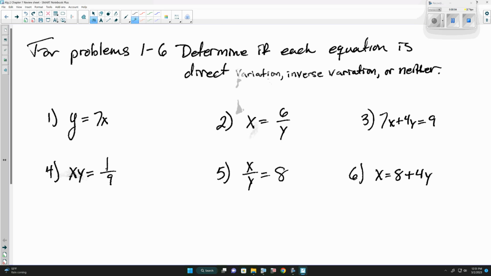All right, guys, so we're going to go over the review sheet today. Your test is tomorrow. Now, the first thing we're going to look at is direct and inverse variation.